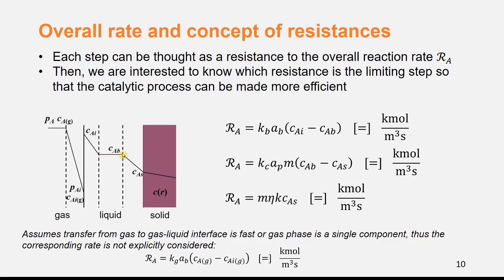And now we reach the film next to the surface of the catalyst pellet. So here we have external diffusion. The concentration of A drops again from CAB, the bulk concentration, to CAS, the surface concentration. Then we have now reached the surface of the catalyst pellet, and we will now have internal diffusion and reaction inside the pore. And we know that the concentration is a function of the radial position in the pellet.